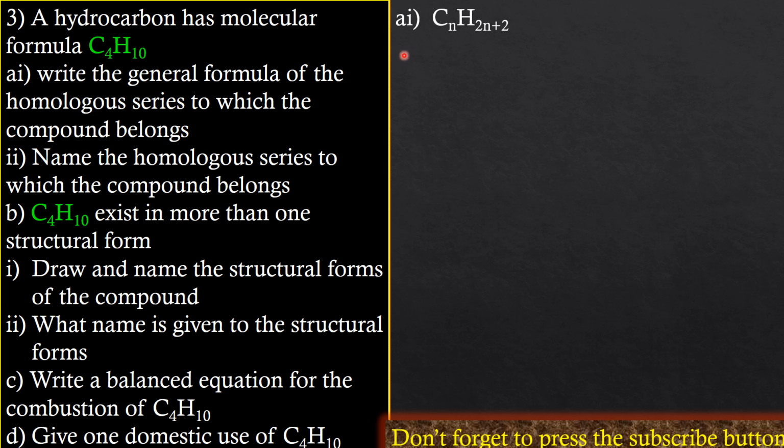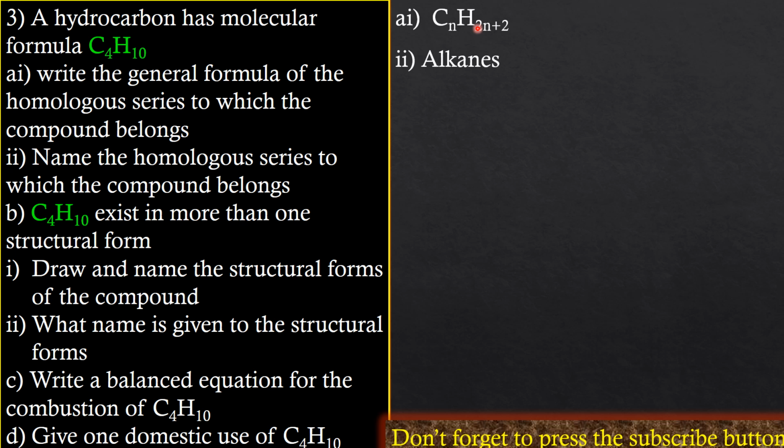Okay. Now, guys, the next part is saying that name the homologous series to which the compound belongs. Guys, this question is direct. It is simply the homologous series of alkanes. Now, guys, if it was an alkene, here would have been what, guys?